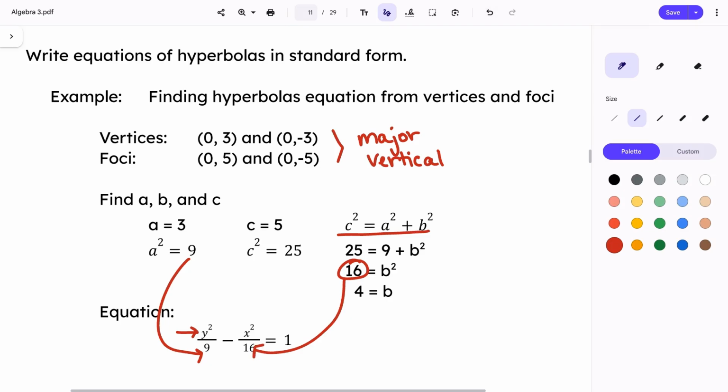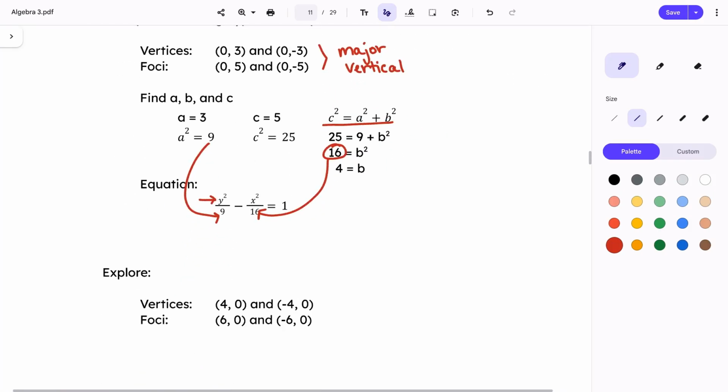So the y squared's first because of how those vertices and foci were written. And then the a squared always comes first, that's the 9. And then the b squared comes second, that's the 16. There's your equation. So this is your answer here. Okay, so let's do another one that's like this.